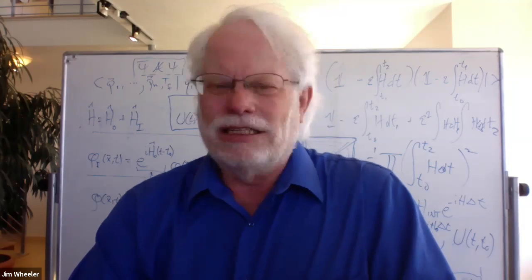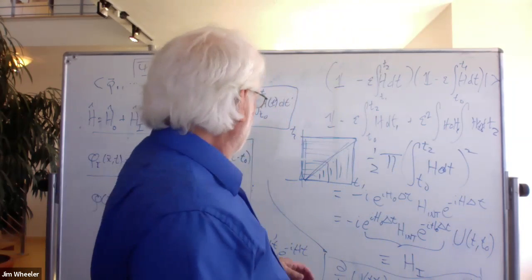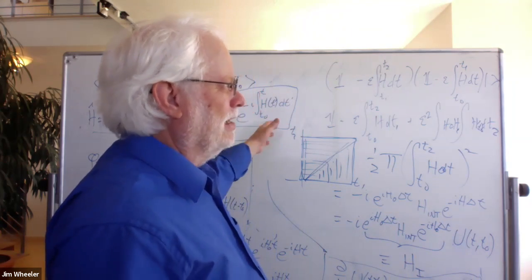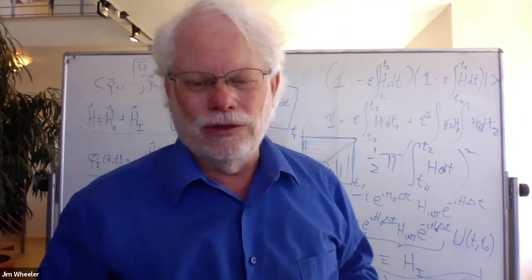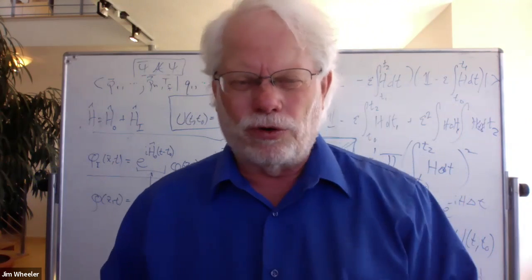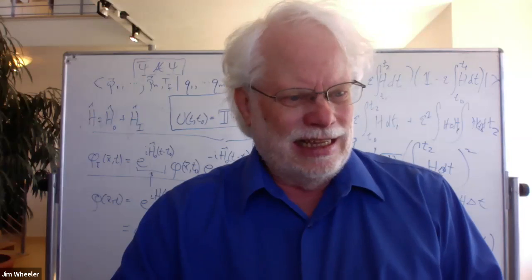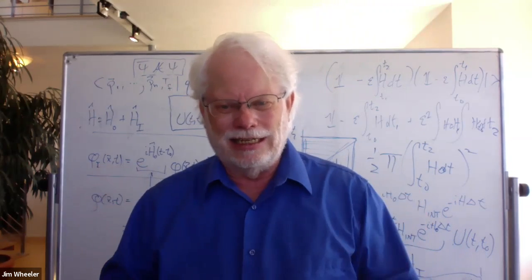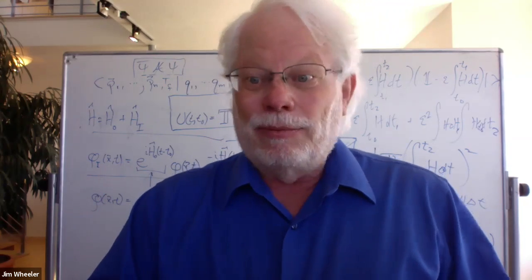So I didn't quite get to the product, but the product of U of t to t1 with U of t1 to t2 is U of t0 to t2. But that's a short proof. I'll do that next time. And then we go back to the matrix element and put in this time dependence and try to simplify that. So picking up here next time.